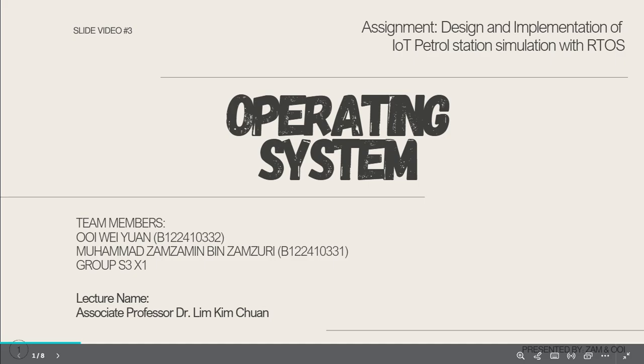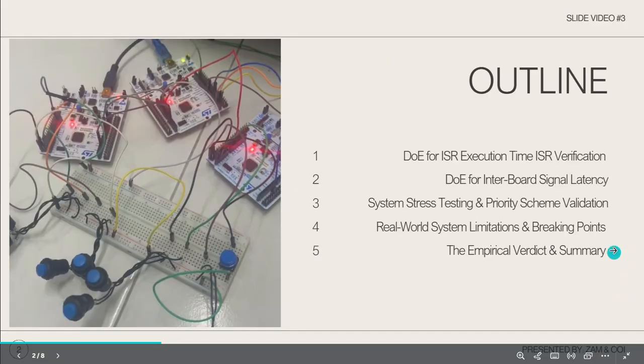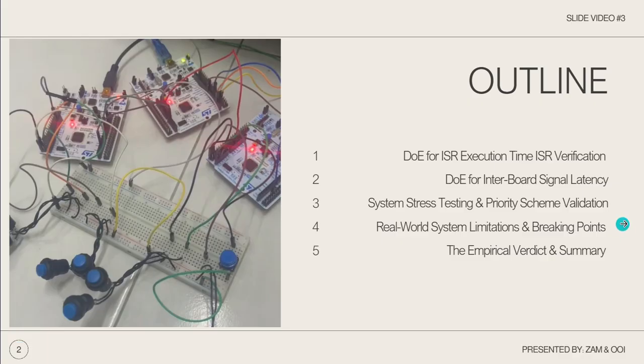So in this video, we will explain about the verification, limitation, and the performance analysis for this assignment, which is the design and implementation of IoT petrol station with simulation with RTOS. So these are the outline we will cover in this video.